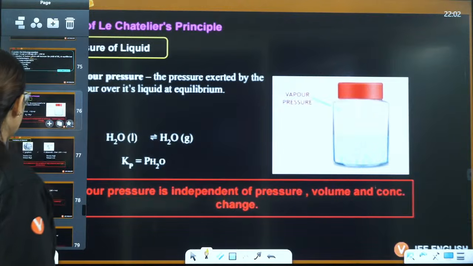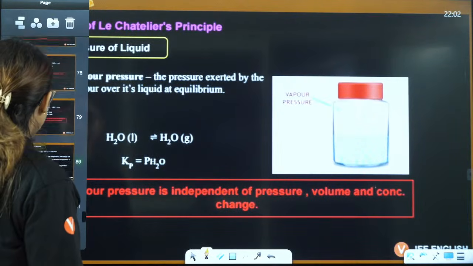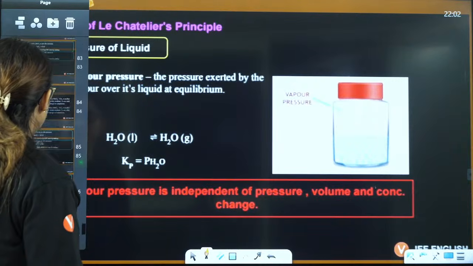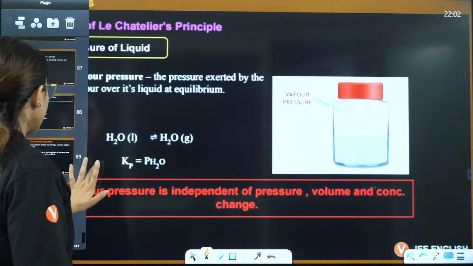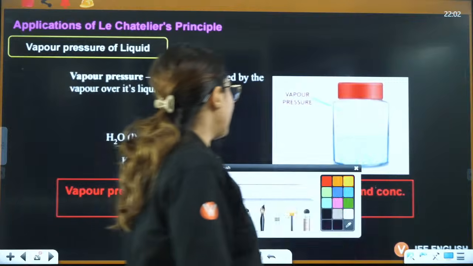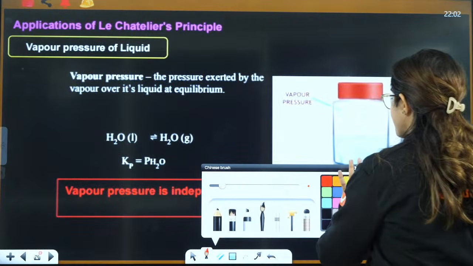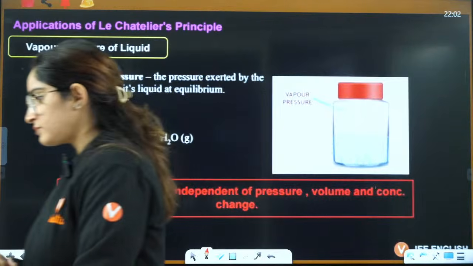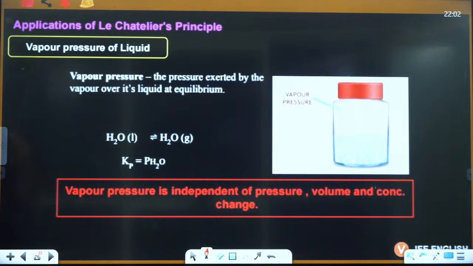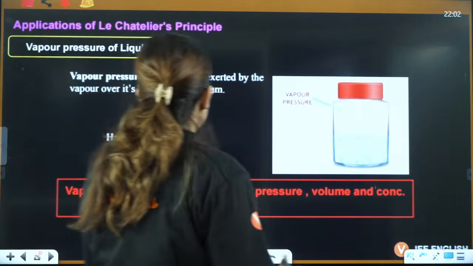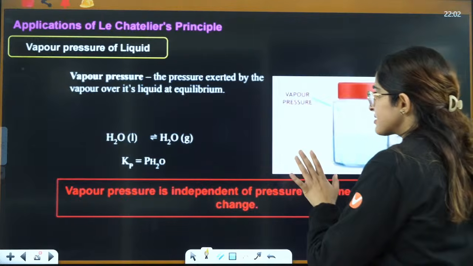Okay, now there are some applications of Le Chatelier's principle. Let's understand that. There are some applications of Le Chatelier's principle. Let's understand these applications here. Okay, everybody, let's understand. So, easy only it is.